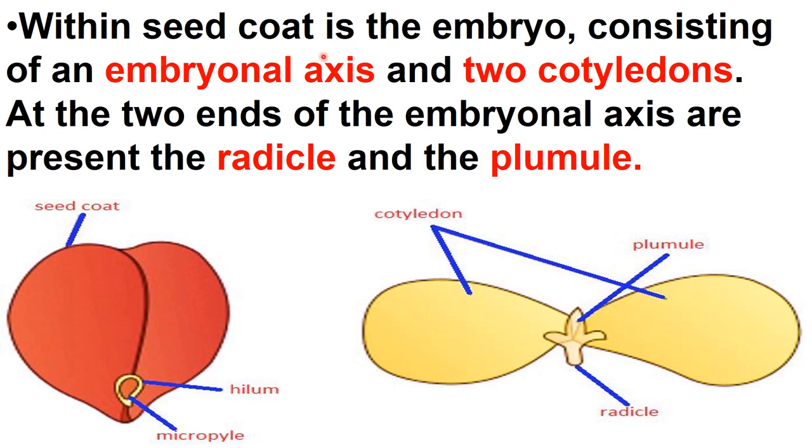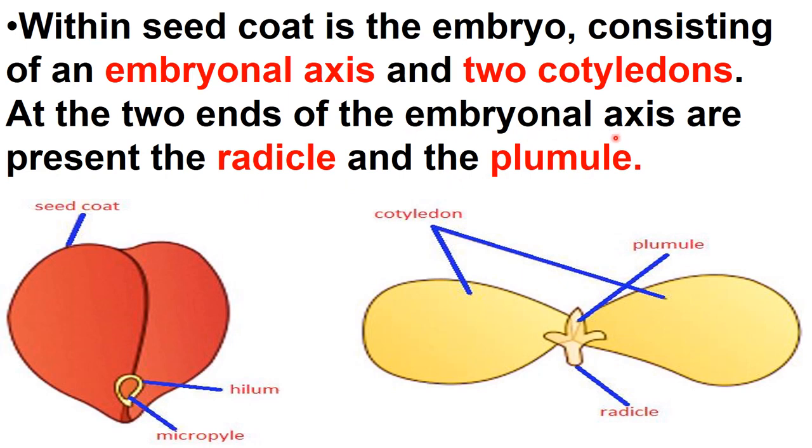So within the seed coat is the embryo consisting of an embryonal axis. Okay, so inside the seed coat the embryo is present, and that embryo consists of an embryonal axis and two cotyledons, because we are doing the structure of a dicotyledonous seed. So there are two cotyledons, right? So the embryonal axis is present and two cotyledons are present. At the two ends of the embryonal axis are present the radicle and the plumule. So these two are parts of the embryonal axis.